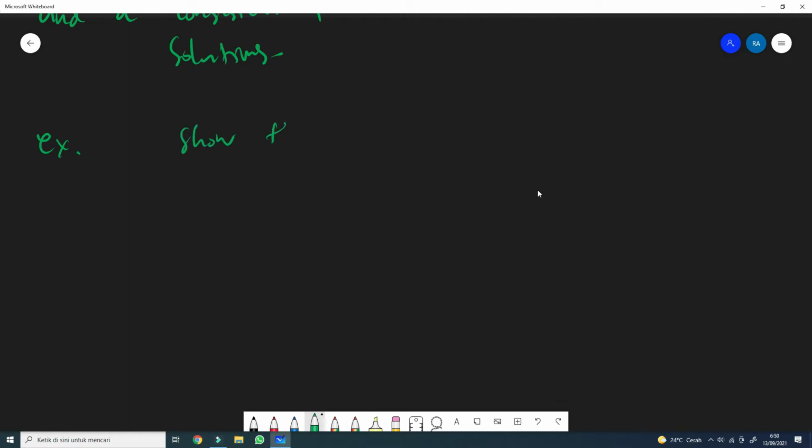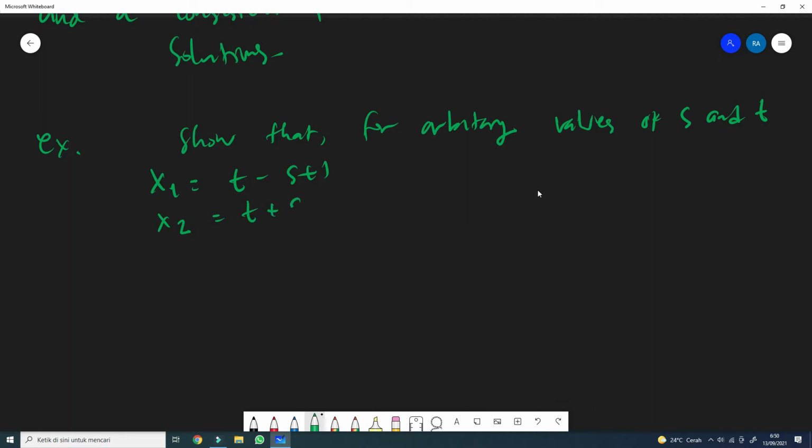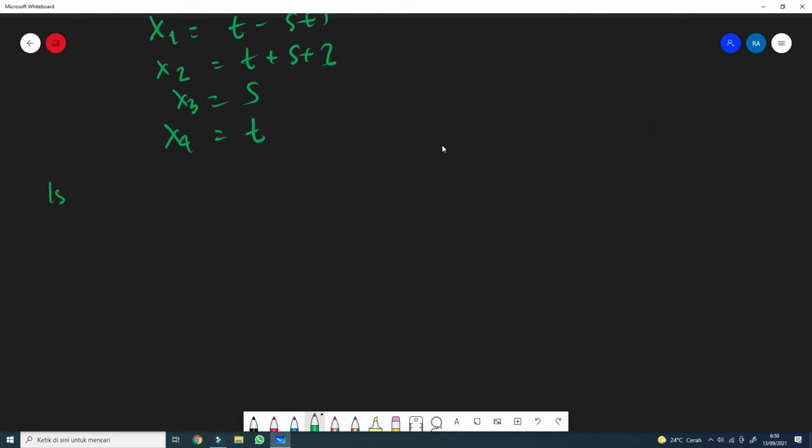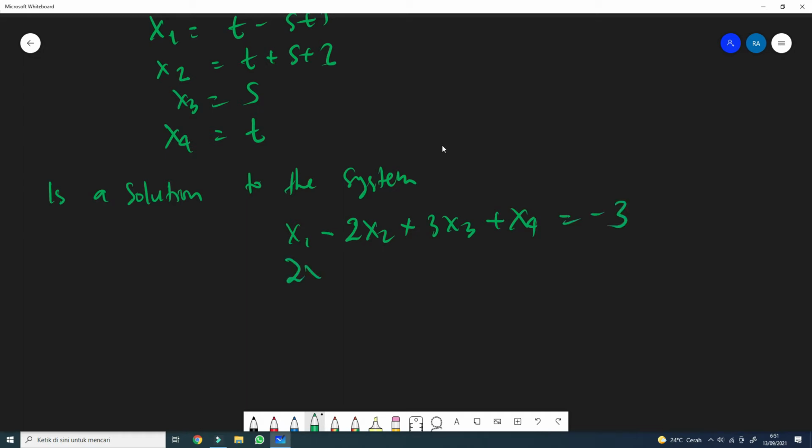Example: for arbitrary values of s and t, where x1 = t - s + 1 and x2 = t + s + 2, x3 = s, and x4 = t. It's a solution of the system x1 - 2x2 + 3x3 + x4 = -3, and 2x1 - x2 + 3x3 - x4 = 0.